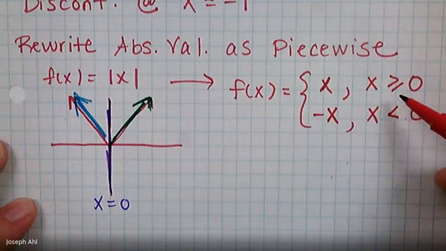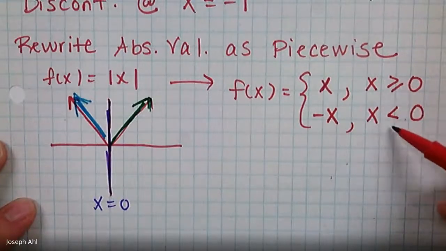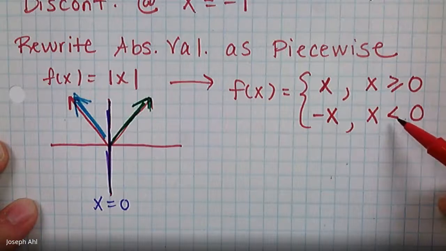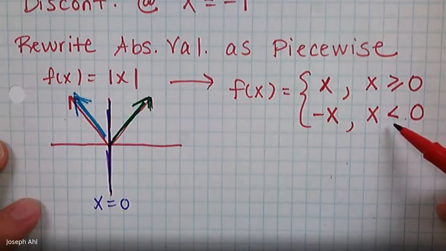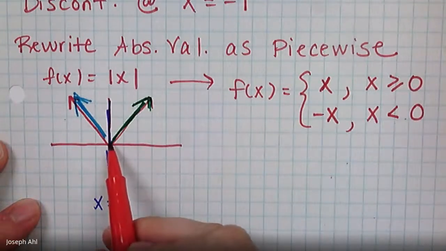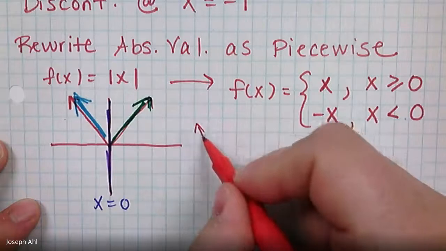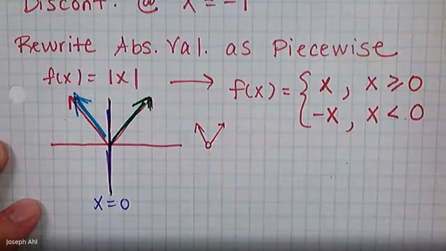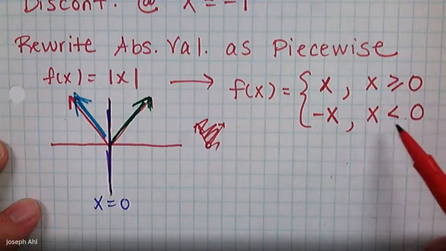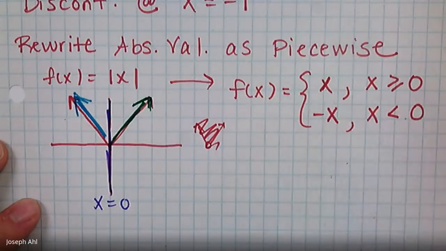Now, the question becomes, I think commonly, like, where do I put the equal to? Do I put it with the x? Do I put it with the negative x? And I'll tell you, it does not matter. As long as you put it in one of those two places, that will include the vertex at 0, 0. If you forget to include it, that's a little bit of a problem, because then you would have this graph right here with the bottom open circle, which we don't want. But as long as you include the equal to part in one of these intervals, you're good to go.